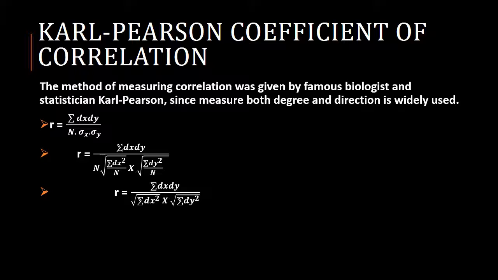The famous biologist and statistician Karl Pearson gave the most widely used method of measuring correlation. Since it gives both the precise and clear direction and degree of correlation, it is widely used. Karl Pearson has given two methods of calculating the coefficient of correlation. One is the direct method, the other is the shortcut method.